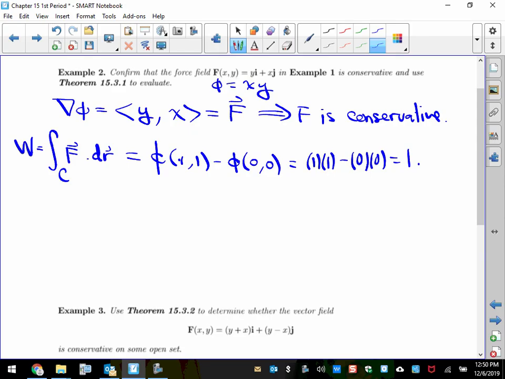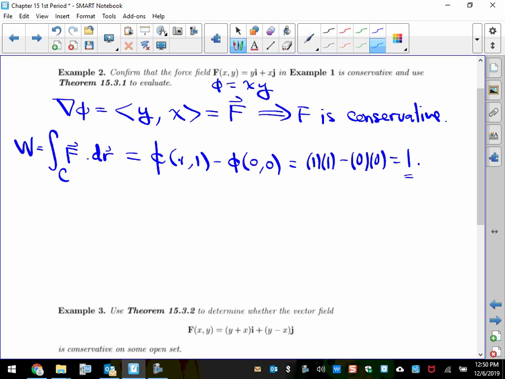So the work accomplished is 1. Now this is, again, let me emphasize, work accomplished by the field. The particle's not doing work as it moves through the field. I mean, perhaps it is, but what we are calculating here is the work accomplished by the field as the particle moves through it. So the particle is moving from the point (0, 0) to the point (1, 1). The field is either helping or working against.